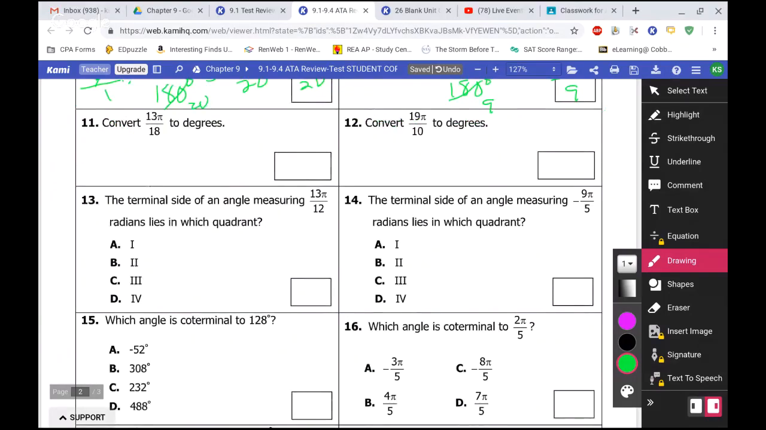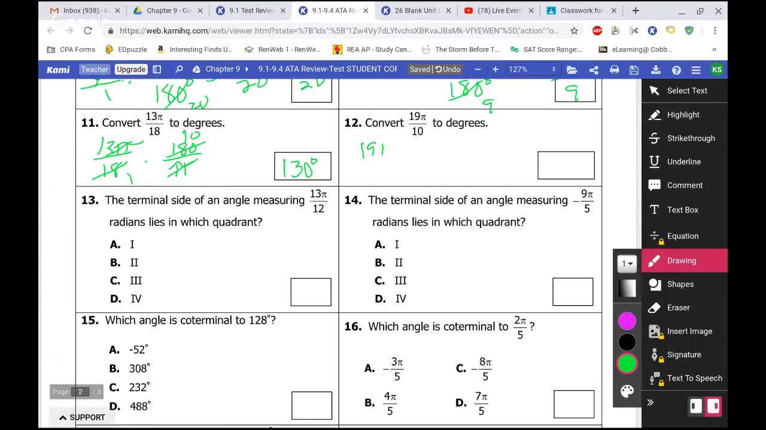Now, convert 13 pi over 18 radians to degrees. So we want to get rid of radians. We want the pi measure in the denominator, so they'll go away. 18 goes into itself 1 time. It goes into 180 10 times, and 10 times 13 is 130. So the answer is 130 degrees.